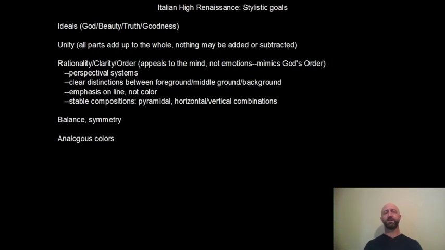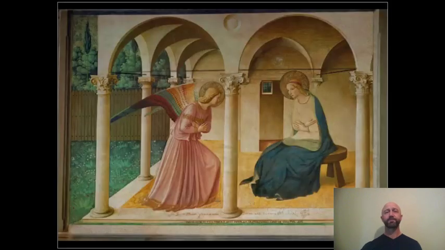In addition to that, you will see an emphasis on balance and symmetry, as well as what are known as analogous colors, colors that are close to each other on a color wheel and thus harmonize with one another. And those are the key stylistics of the Renaissance period, from the 1400s through the 1500s.